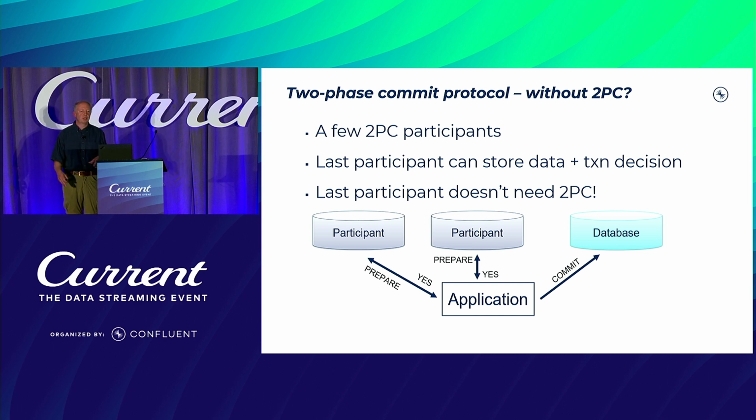So there is a distinct prepare phase when the other participants get the prepare, and then there is a prepare-and-commit phase for the database, and then there is another commit phase to communicate the commit decision. But this trick actually eliminates the requirement on the last participant to have two-phase commit in order to actually implement the protocol.